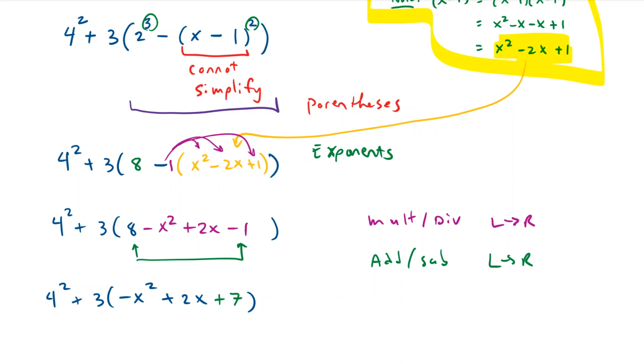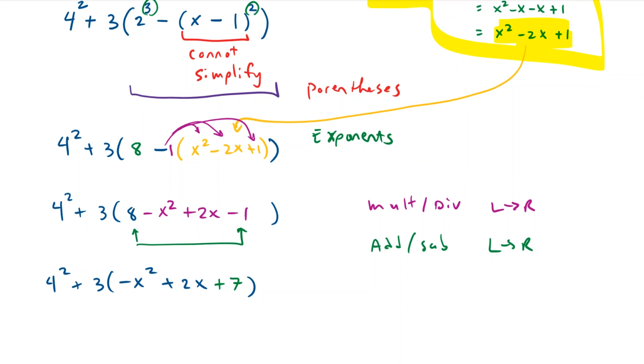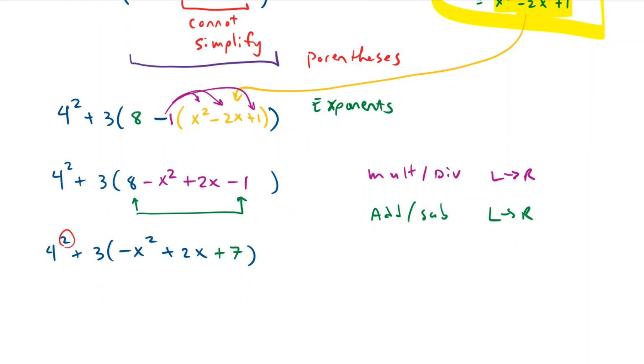Now we've finished everything inside of that parenthesis. Now we can move outside of the parenthesis and continue with our order of operations. We have finished everything in the parentheses, so now we do exponents in PEMDAS. So we have one exponent right here that we can evaluate. So let's do exponents again. 4 squared is 16, and the rest of this carries down.